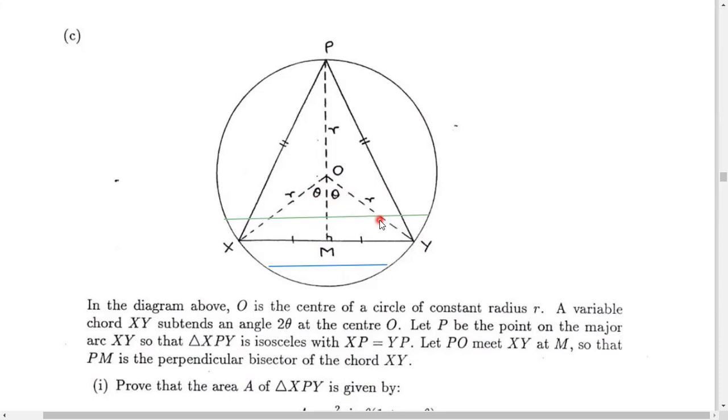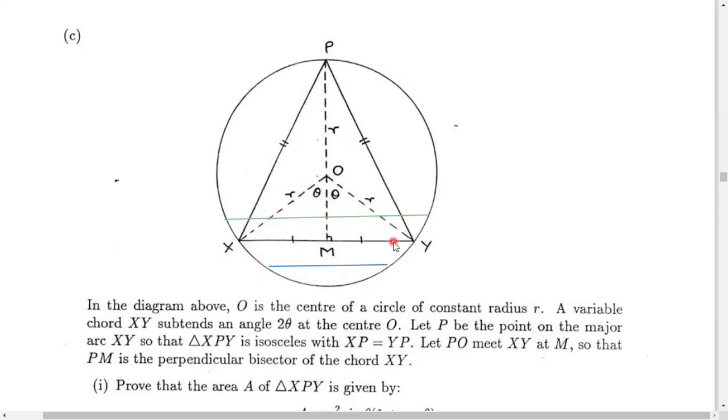Let P be the point on the major arc XY, so that XPY is isosceles with XP equals YP, okay? Let it be drawn in, so these two are equal. PO meets XY at M, this point here, and it's a right angle as drawn in for you, so that PM is perpendicular bisector of XY. So all the details are there drawn for you.